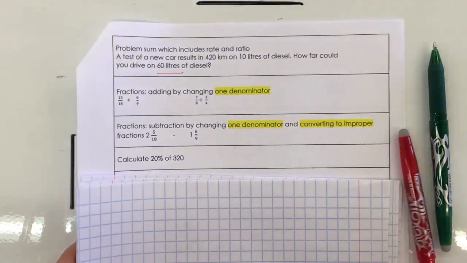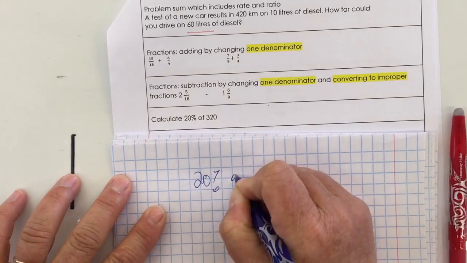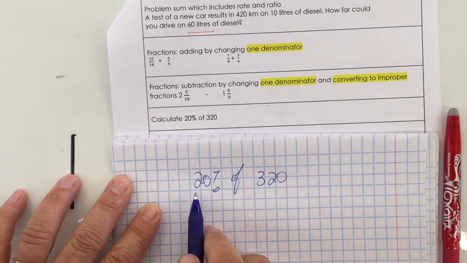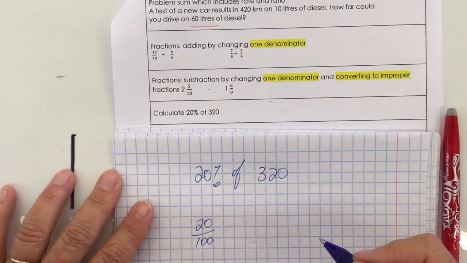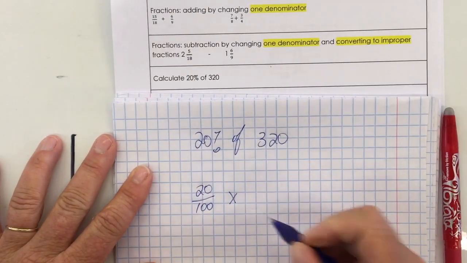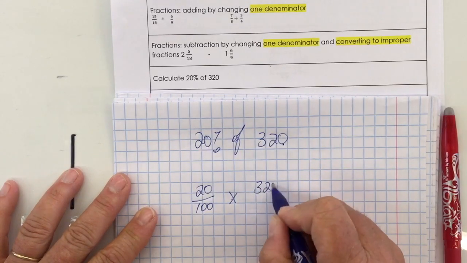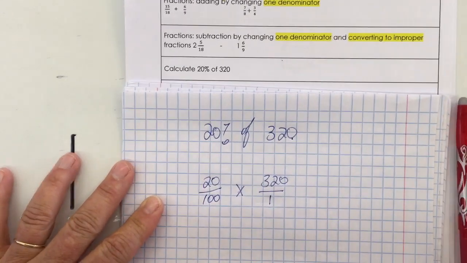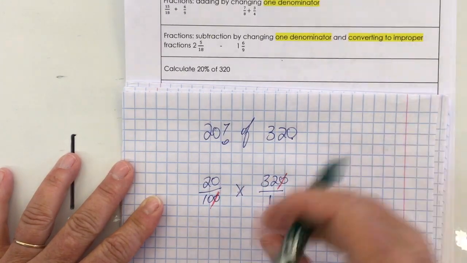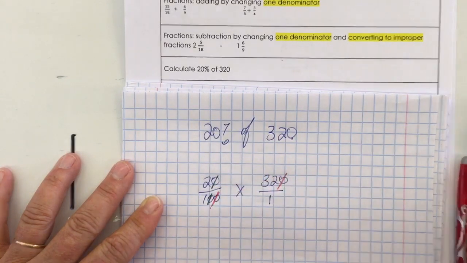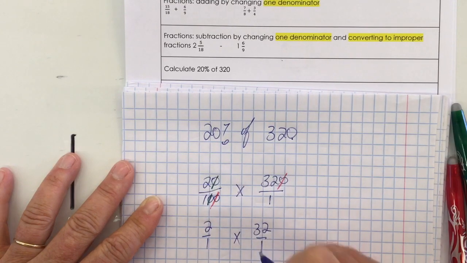The next one that gave you guys a bit of a headache is this one. So let's start it off. 20% of 320. The first step, change this to a fraction. Percent denominator is always 100. Times. Of means times. Disguise 320 as a fraction over 1. Now do yourself a favor and cancel 1 for 1. What am I left with? 2 over 1 times 32 over 1.